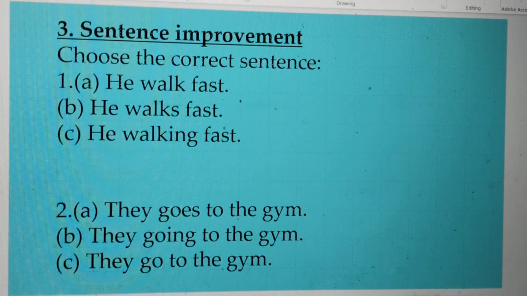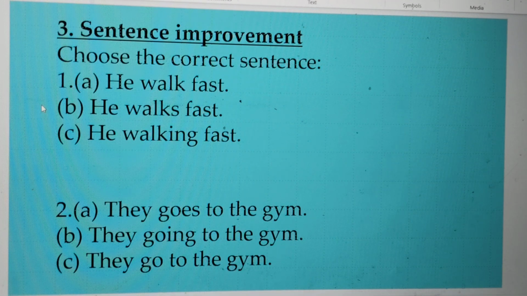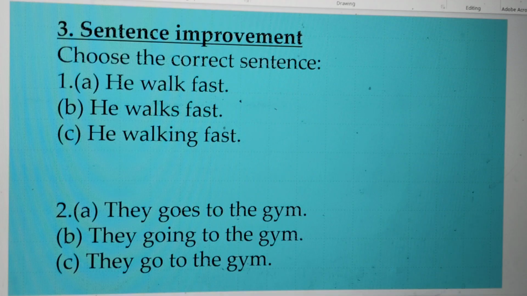Some more examples. Now tell me which one is the correct one. He walk fast, he walks fast, or he walking fast. The correct one is the second one. So we will use he walks fast. Next, they goes to the gym, they are going to the gym, they go to the gym. Which one is the correct one? The last one. They go to the gym.